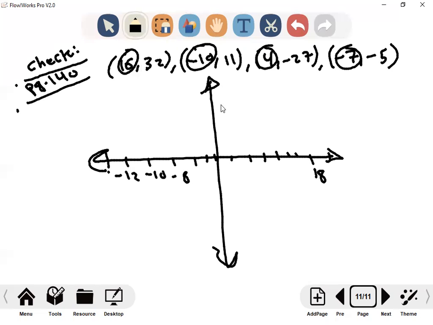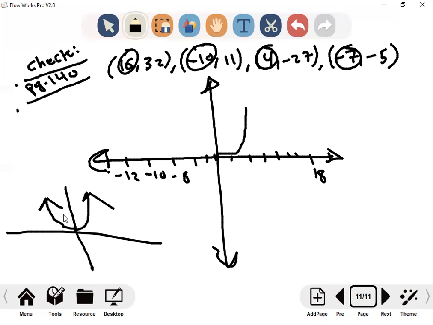Y equals x squared. This is what we call a non-linear relation. If you put 2 and negative 2, both give you 4. 2 by 2 is 4, and negative 2 by negative 2 is 4. We'll talk about this a lot later on.